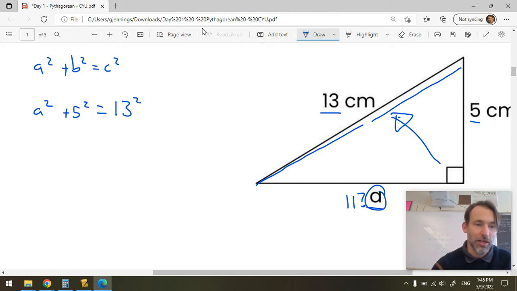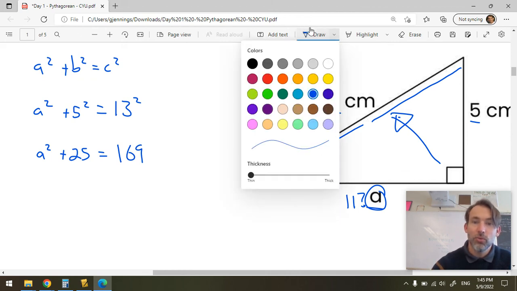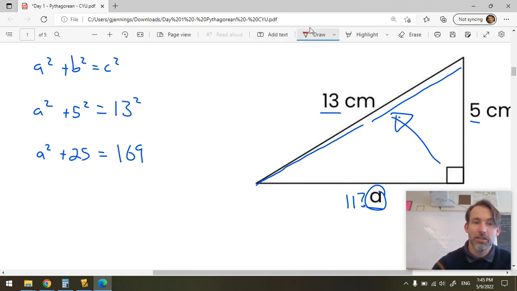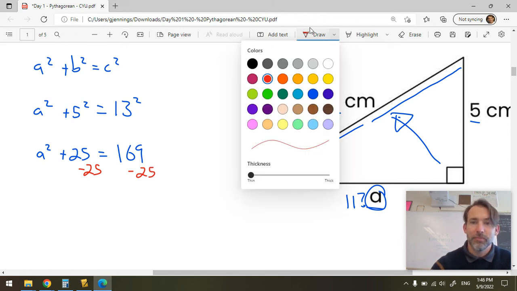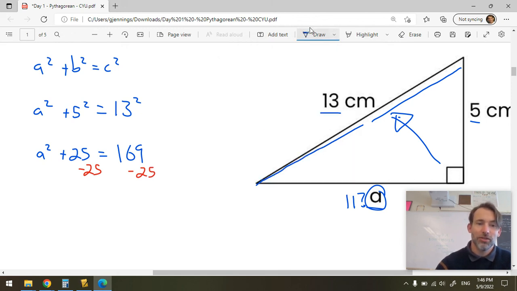So now we evaluate. A squared, I can't evaluate that until I know what a is, so just write that down. Plus 5 squared is 25. And 13 squared is 169. There we go. Now, we'll need to do one inverse operation when the question comes at us like this. We're going to subtract 25 from both sides because we'd like to isolate a as much as possible. And that allows us to get that constant term away. Now we know that a squared is equal to 169 minus 25, which happens to be 144.